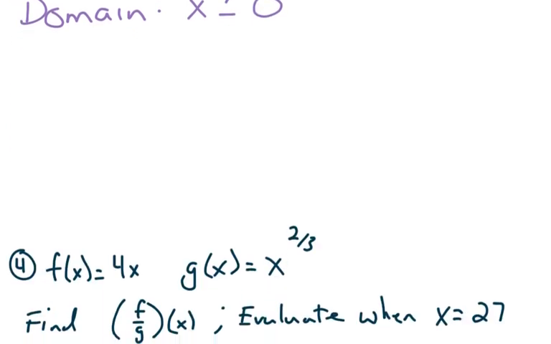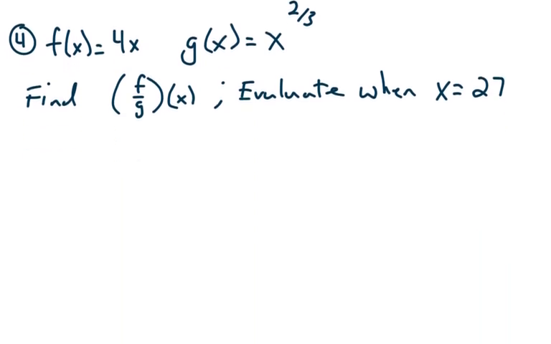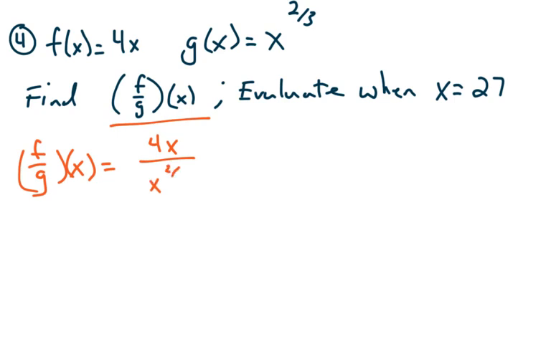Let's try one more with division here. So f of x equals 4x, g of x equals x to the 2/3 power. Let's go ahead and find f over g of x. So f over g of x is equal to f of x, 4x, divided by x to the 2/3 power.